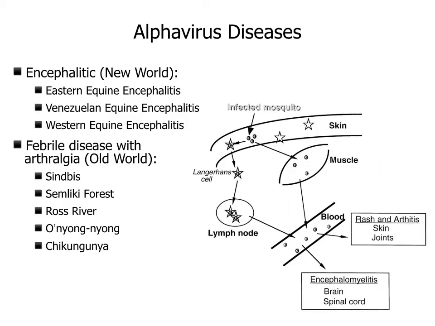Alpha viruses are transmitted to humans through the bite of mosquitoes in a cycle involving vertebrate reservoir hosts. The viruses are subgrouped according to the prevalence of the clinical symptoms they cause in humans. The encephalitic alpha viruses occur in the Americas and are associated with severe and lethal encephalitis. This group includes the Venezuelan, Eastern, and Western equine encephalitis viruses.